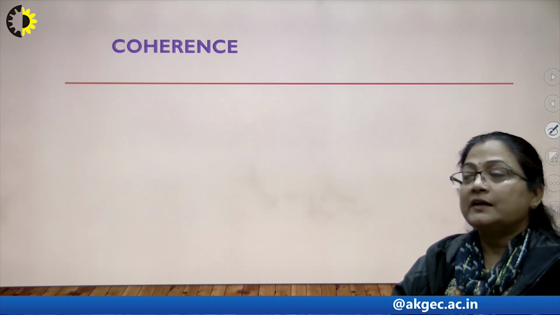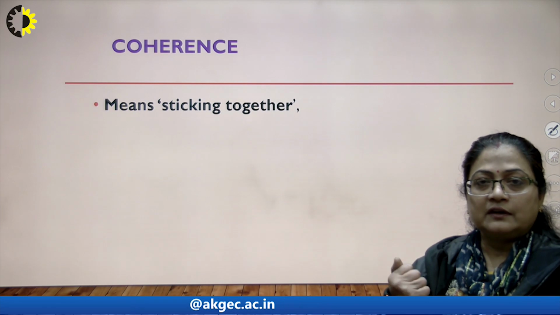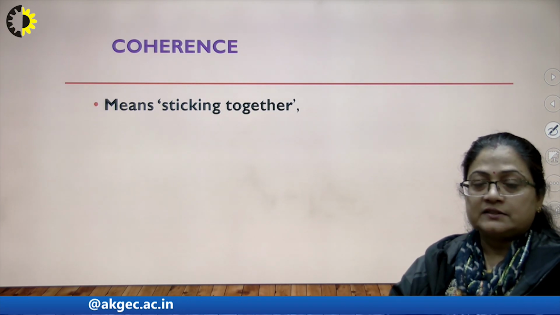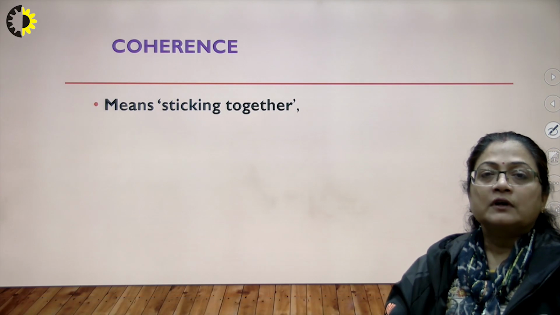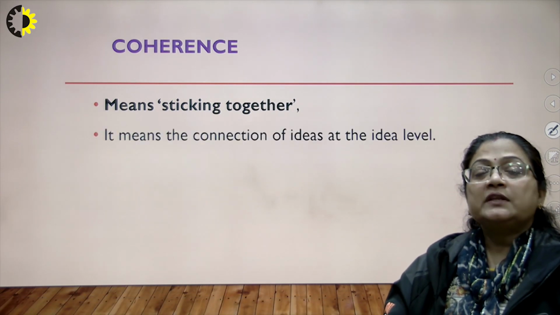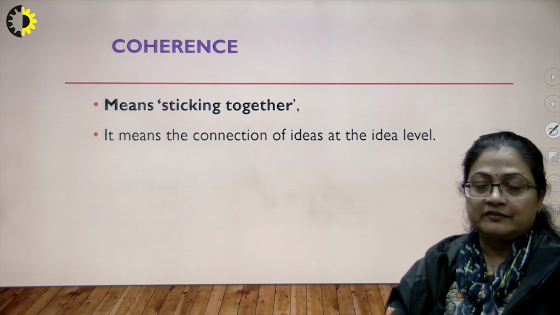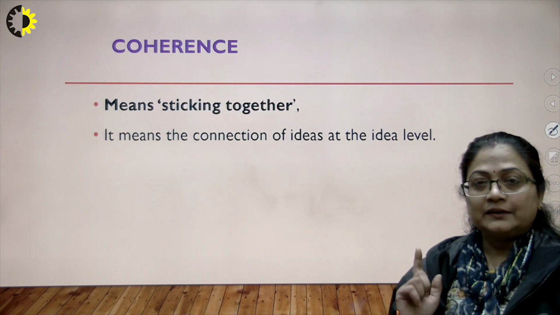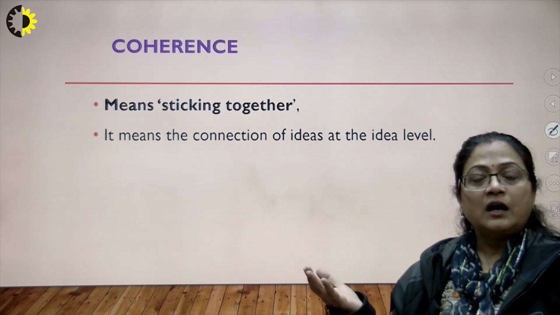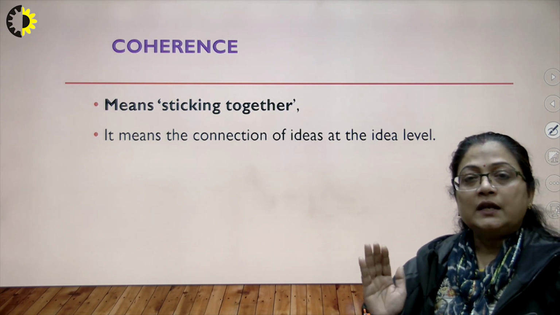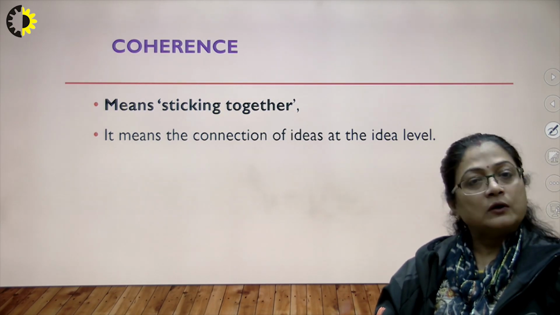Now, the second element is coherence. Coherence means sticking together. Coherence means having connectivity, well connected, smoothly connected, shifting without any jerk. It is a kind of gliding of thought, a flow of thought. It means that there is a perfect and smooth connection of ideas at the idea level, means the idea is one and the same throughout the sentences, and every sentence logically leads to the other sentence. Every sentence should be well connected logically with the previous sentence and the coming sentence. That is the meaning of the word coherence.